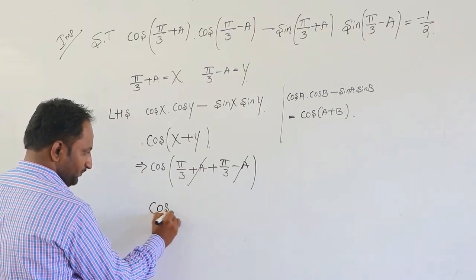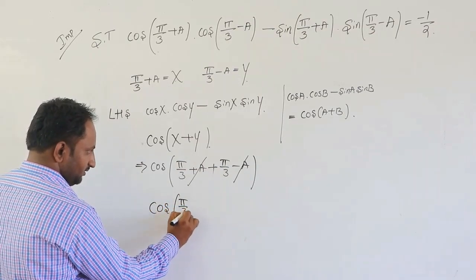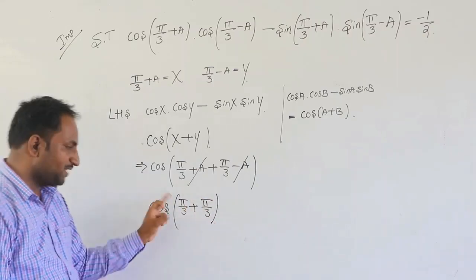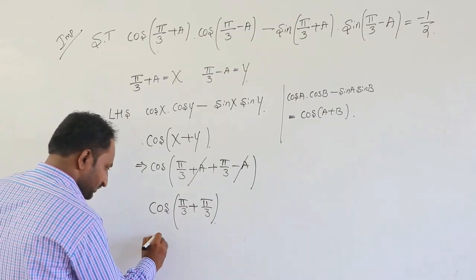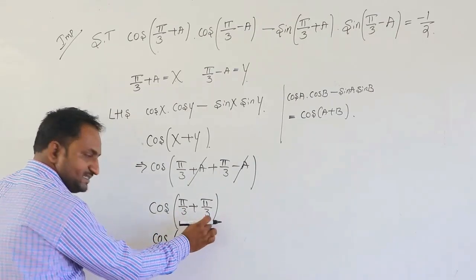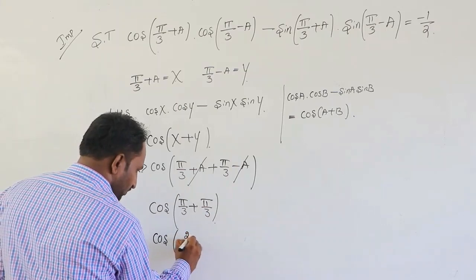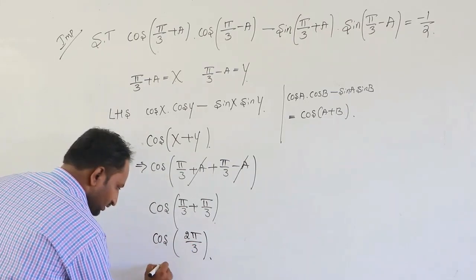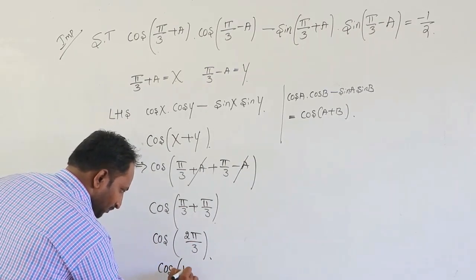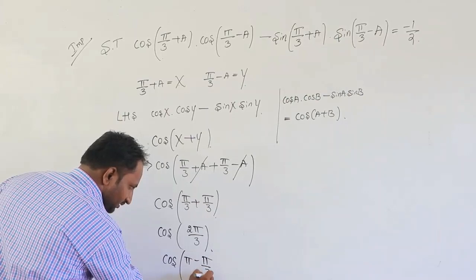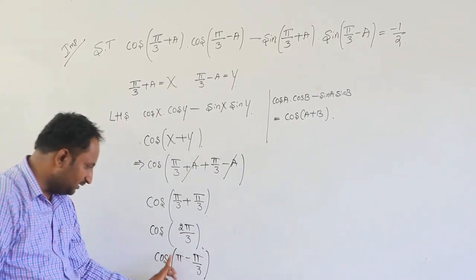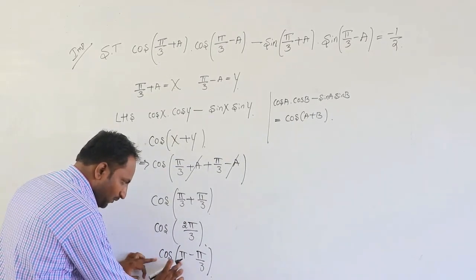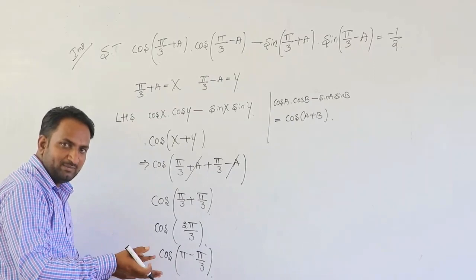Here cos of pi by 3 plus pi by 3. That implies cos of, the base is the same, then add. Here 2 pi by 3. Here again split it as cos of pi minus pi by 3. Here 3 pi minus pi by 3 gives 2 pi by 3. Here cos of 180 minus theta.